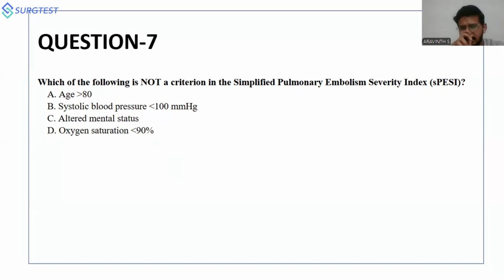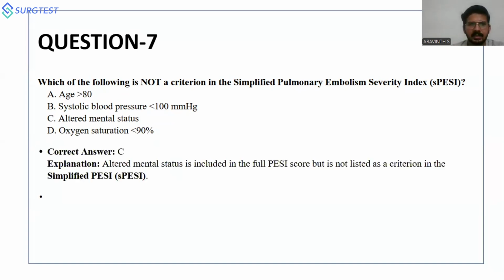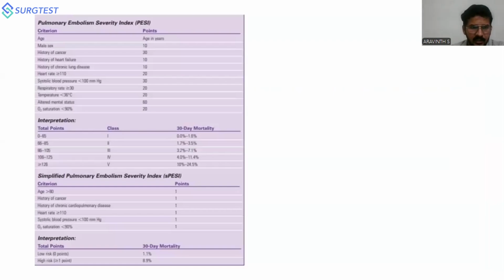But based on whatever is analyzed, the parameters that are present are age, history of cancer, history of chronic cardiopulmonary disease, heart rate more than 110, systolic BP, tachypnea, hypotension, and hypoxia. All three are strong parameters indicating toward pulmonary embolism. So those parameters are retained.